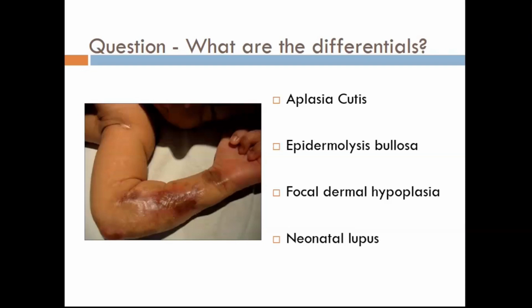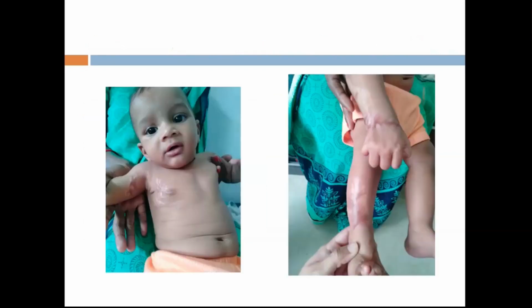Epidermolysis bullosa should be the first, right? Newborn is born like this. Aplasia cutis, focal dermal hypoplasia, or neonatal lupus. So this is a baby which I had seen because I take this ICMR course. I could recognize it. I had sent it to my wife. She is the dermatologist. Cicatricial skin lesion due to a teratogen.